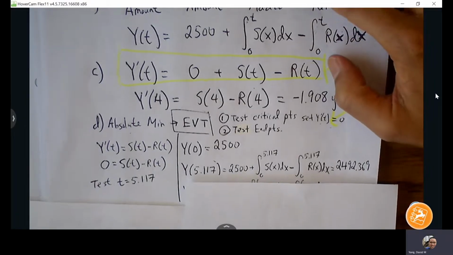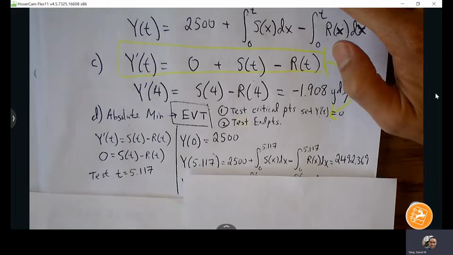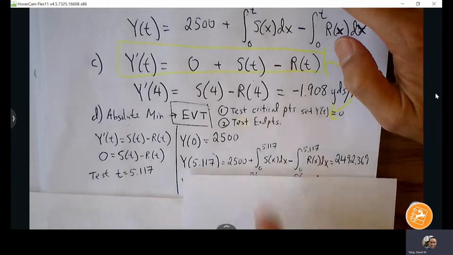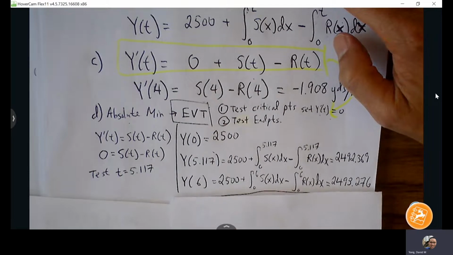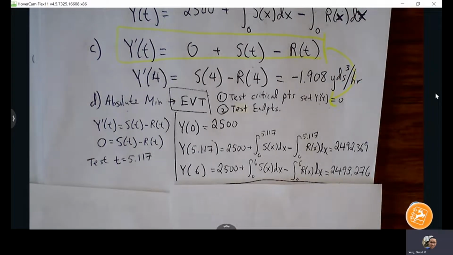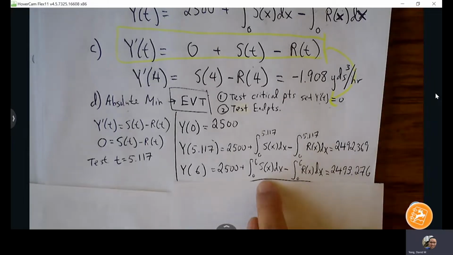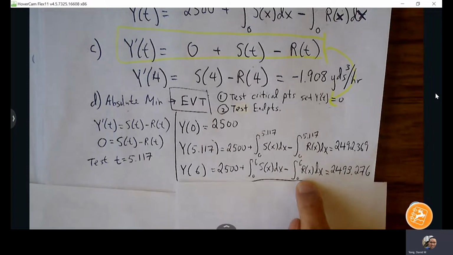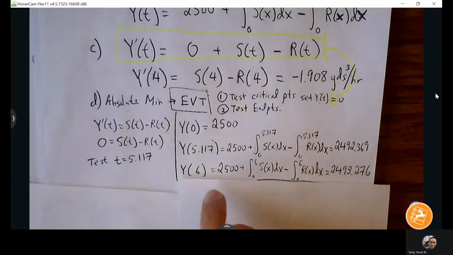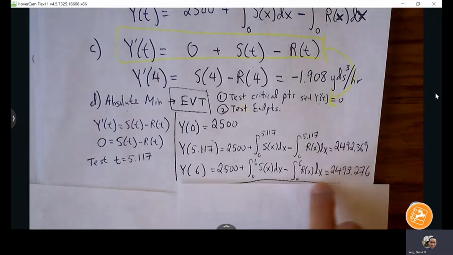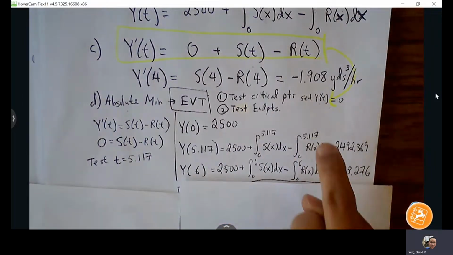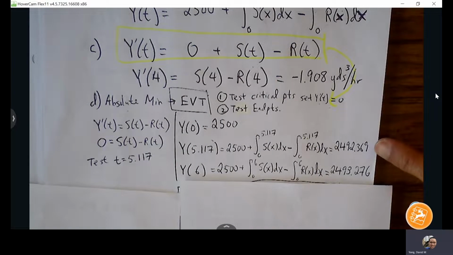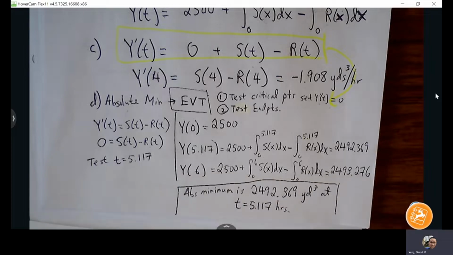There's one more point we have to test. We also have to test what happens 6 hours in, because 6 is an endpoint. So we'll do y of 6. This will accumulate how much sand has been added, this will accumulate how much sand has been removed, plus how much sand there is to begin with. Then we get 2493. Between these three values, we see the lowest amount is 2492. So we can conclude that the absolute minimum must be at 5.117 hours.